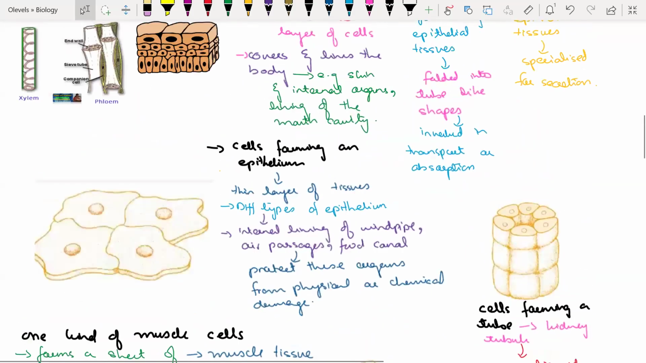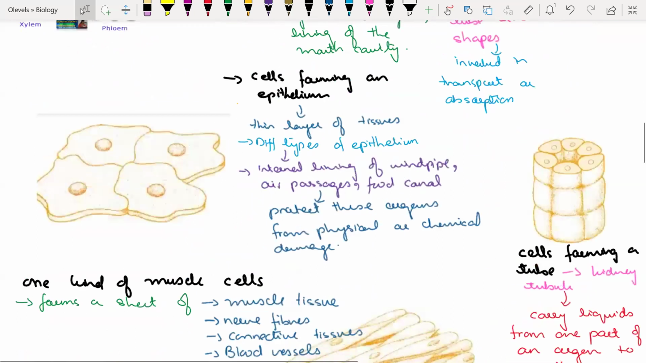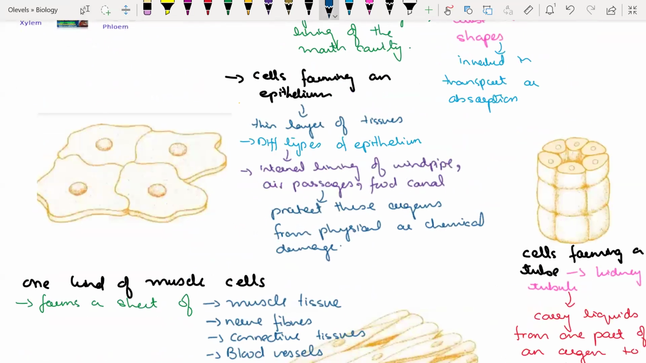Then comes this. Now this is a picture from your book of cells that are forming epithelium. You can see these are the layers of tissues, and there are different types of epithelium. Some are present in the internal lining of the windpipe, some in the air passages, while others are present in the food canal as well. The main purpose of them is to protect the organs from physical and chemical damage, right? So it is like a covering on different organs.